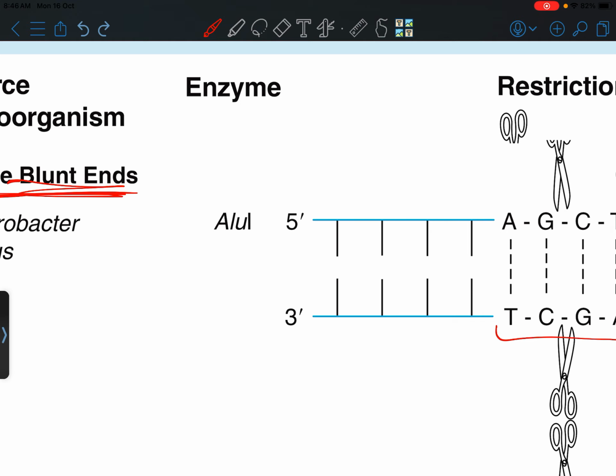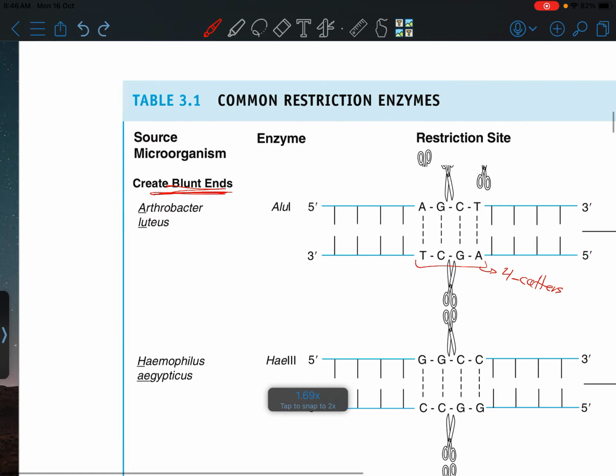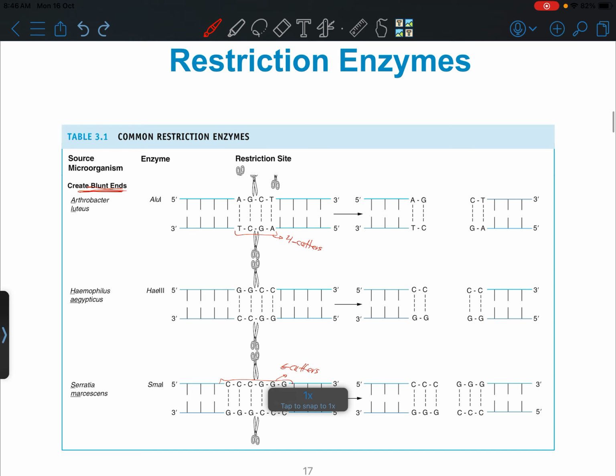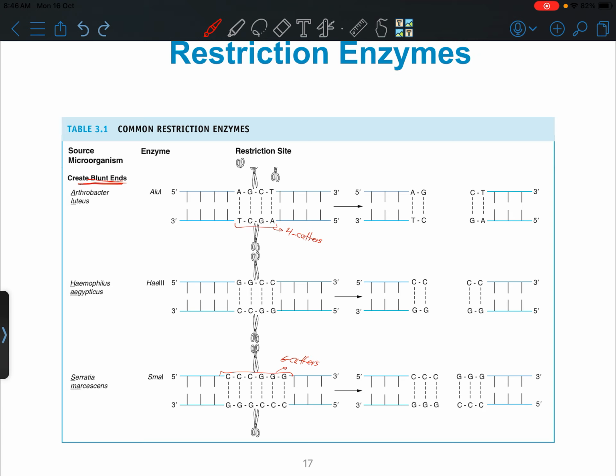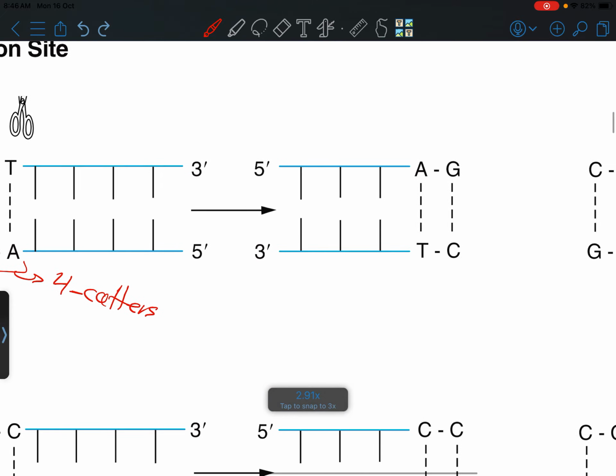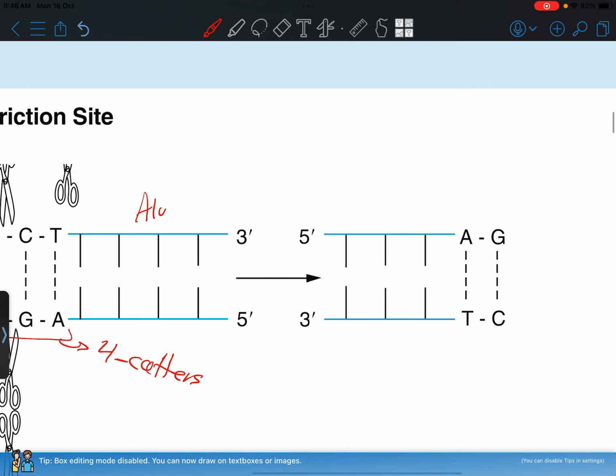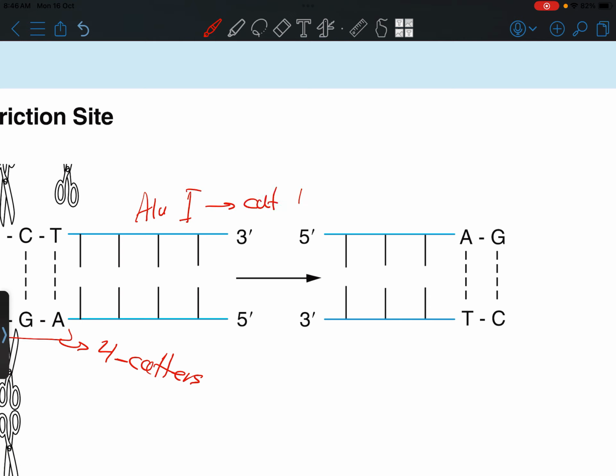Imagine this is one DNA fragment that contains the restriction site for this enzyme. If we take this DNA fragment and it is treated with what? Allo1. What will happen? Allo1 will cut this DNA fragment into two DNA fragments. Okay? So here we have fragment 1, fragment 2.